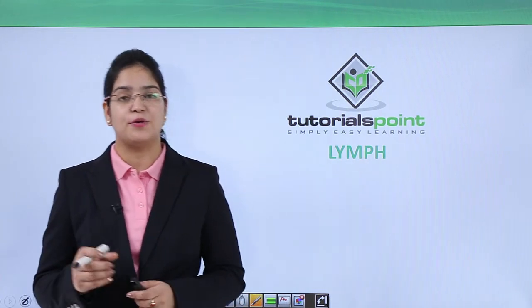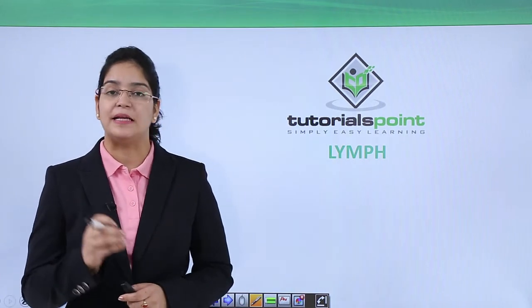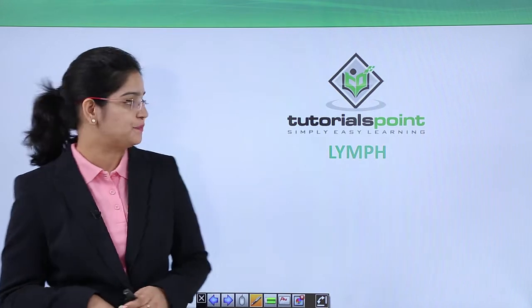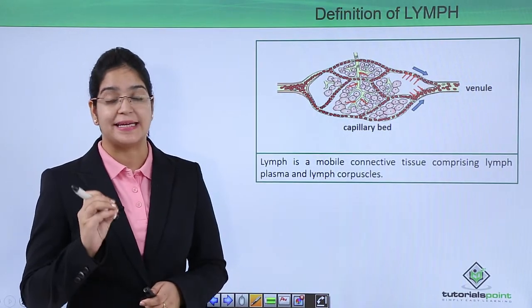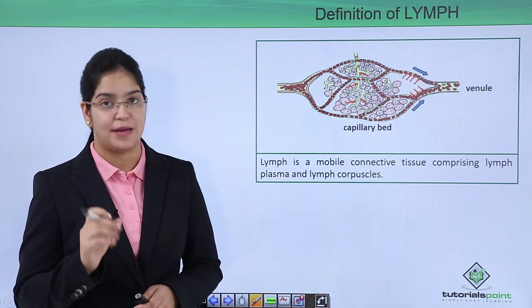Hello guys, today we are going to learn about the lymph, the middleman between the blood and the tissue. What is a lymph? Lymph is a mobile connective tissue comprising the lymph capsule and lymph plasma.